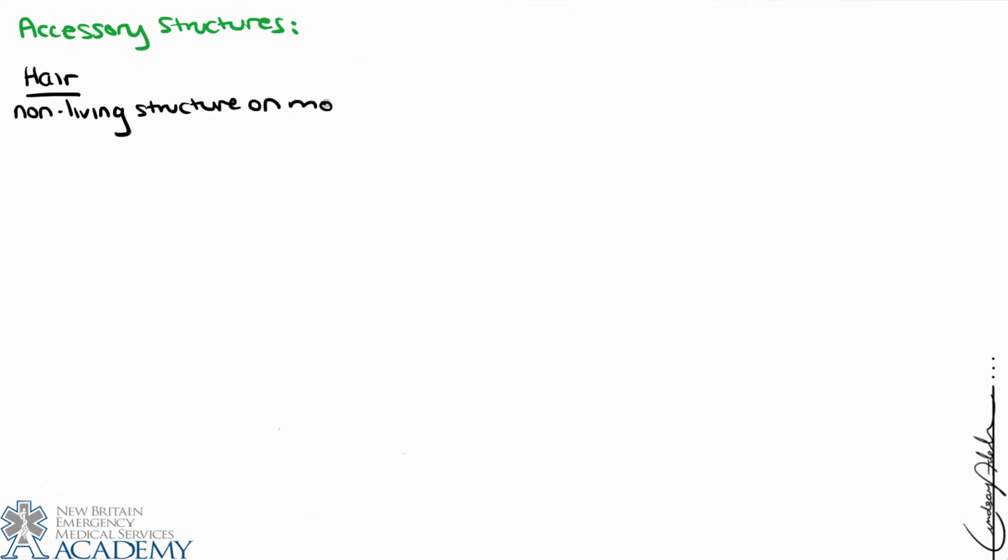All right, and then for the last few minutes, I just want to spend time covering the accessory structures: the hair, the nails, and the exocrine glands. So hair is a non-living structure found on most surfaces of the skin, and it's produced in hair follicles.